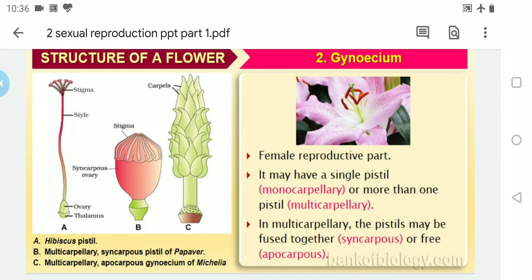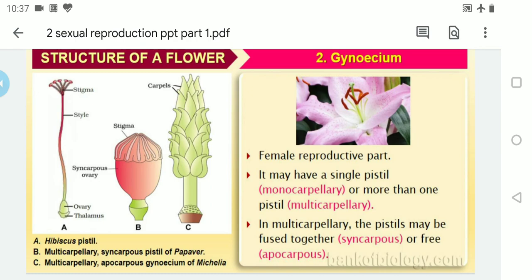Before we study these structures, we should understand the meaning of the terminologies. There are three terminologies, as I said. The first is the dissected flower showing the pistil. The second is multicarpellary syncarpous, and the third is multicarpellary apocarpous. What is the meaning of these? If you want to know, see the right side, where I have mentioned it. It comes under the types of ovary.